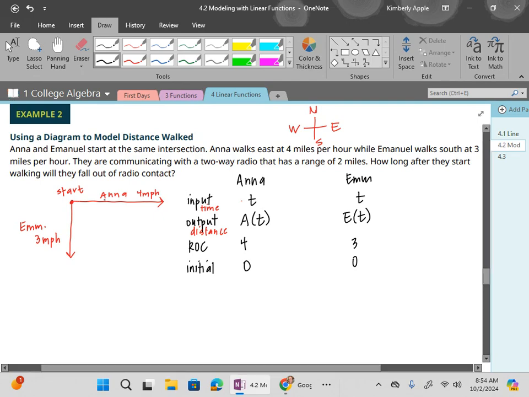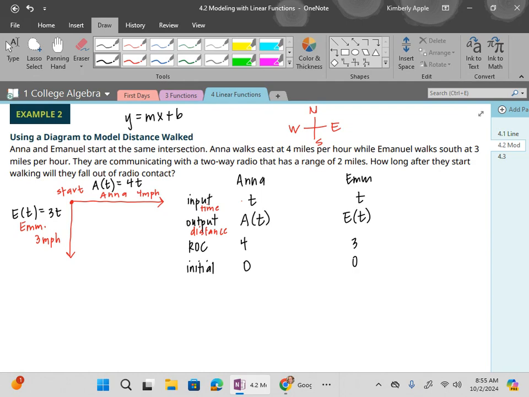All right, so I've got a function happening here, and I've got a function happening here. I have two lines. I have two linear relationships. Okay, so let's go ahead and write this one. These are linear models, so we're still going to use mx plus b. So let's write one for Anna. A of t is going to be slope 4 times t. Initial distance is 0, so that's Anna's distance function. Emmanuel's distance function is going to be E of t equals what? 3t. Rate of change 3, input variable t. Does he have an intercept value that I need to put on there? No, initial 0. All right, cool.